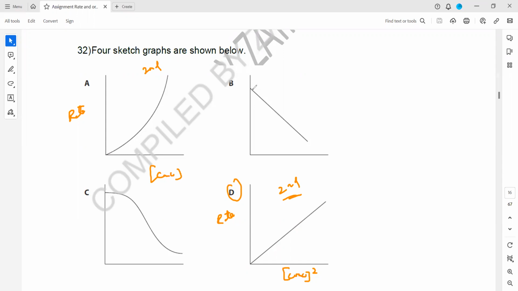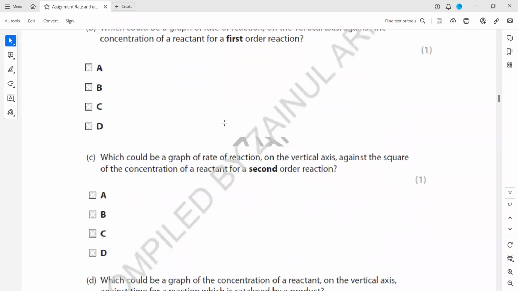If the question was which one is a graph between rate and concentration for a second order, then A will be the answer. But the question is which is a graph between rate and concentration square. So it must be a straight line for a second order.